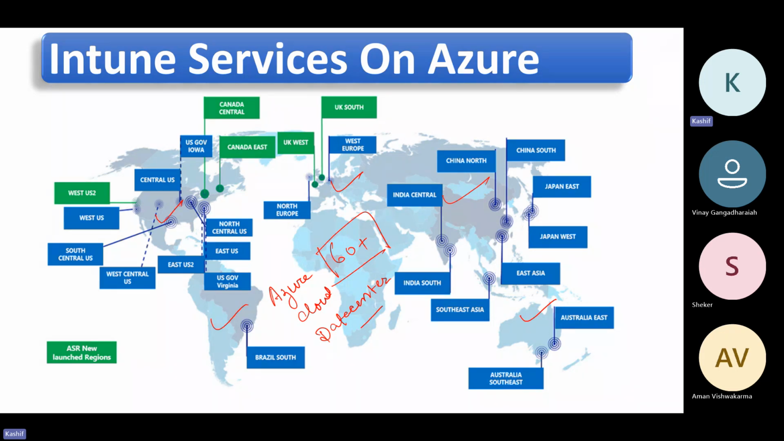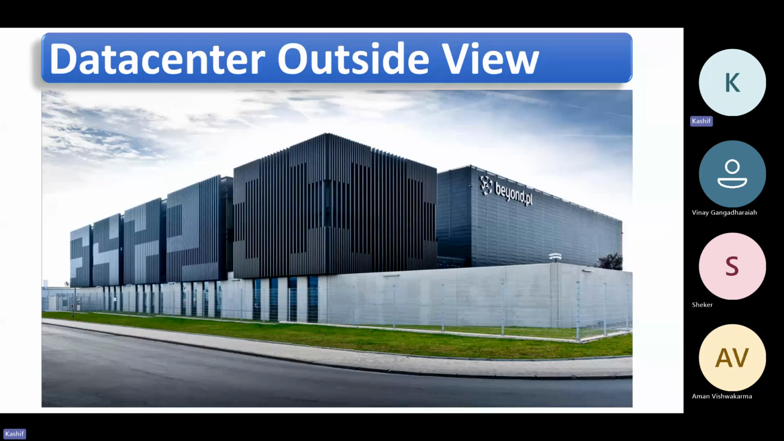Now let's see the outside view of the data center. What is a data center? It will be a big building. Inside that building, you have multiple floors. For example, you have 10 floors in this building. Now the first two floors, for example, the first floor plus the second floor, are dedicated for Intune services. So on these floors, Intune services are running. So this is the outside view of the data center.